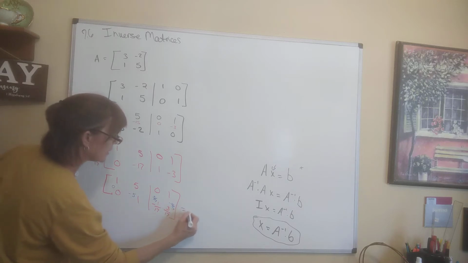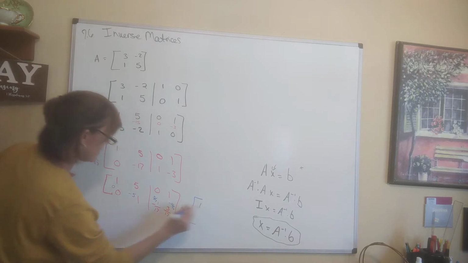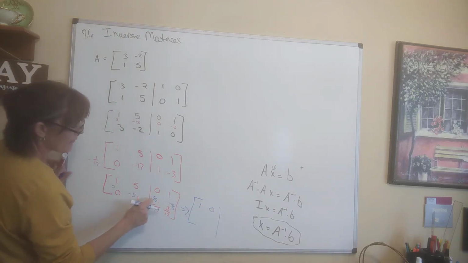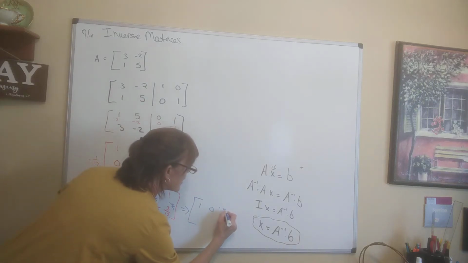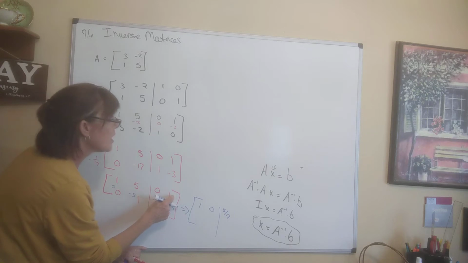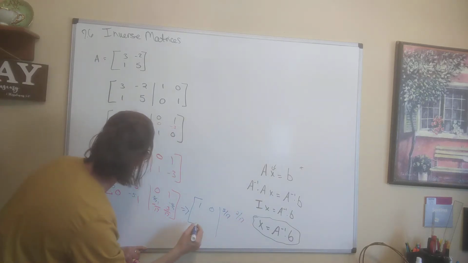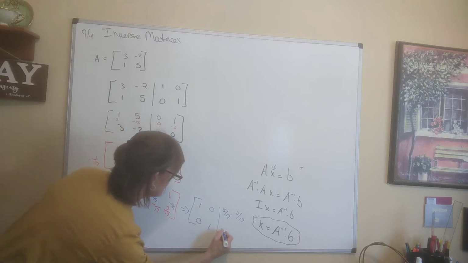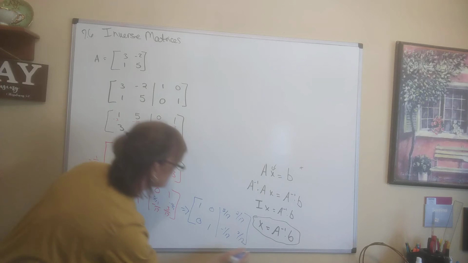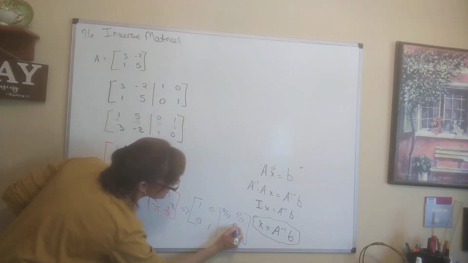Okay, so finally, what I'm going to get here is 0 plus 1 is 1. Negative 5 plus 5 is 0. 5 over 17 plus 0 is 5 over 17. Negative 15 over 17 plus 1 is going to be 2 over 17. And the bottom row is 0, 1, negative 1 over 17, 3 over 17. Okay, I finally got the identity right here, and what this is, is A inverse.